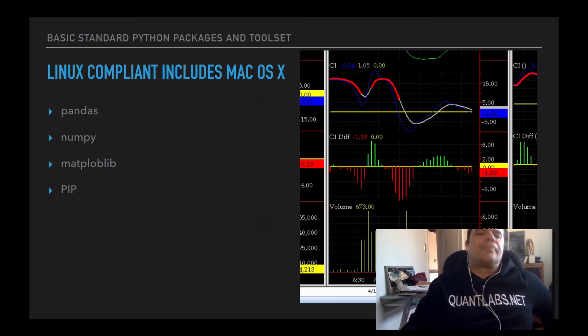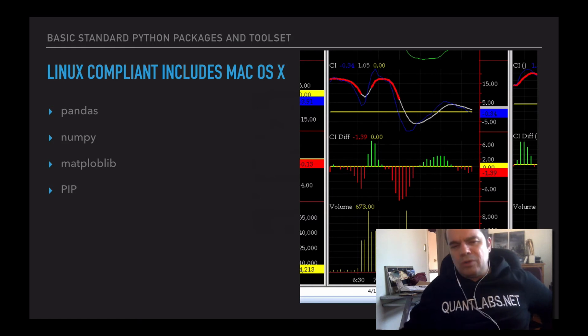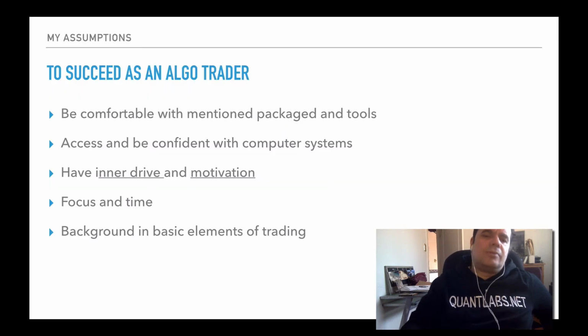All right, so what are some of the basic standard packages and tool sets that you need to get? I always recommend a Linux compliant operating system. This includes Mac OS, okay? Also Unix compliance is fine too. We're also talking about the Python packages that are usually going to be helpful: Pandas, NumPy, Matplotlib, and of course the utility called pip for package installation. Very easy to use.